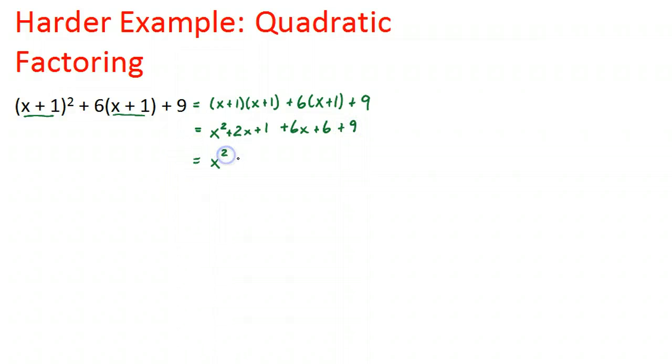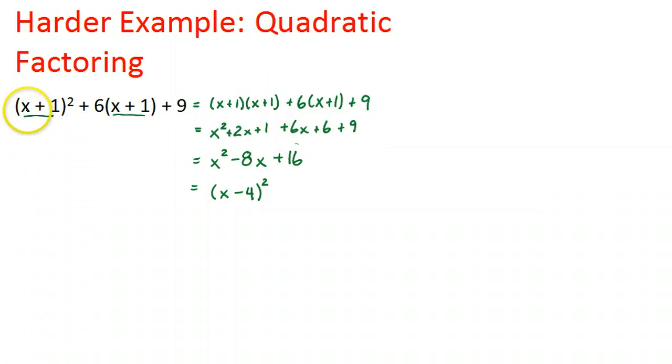which is going to give me x squared plus 8x, and 1 plus 6 plus 9 is plus 16. So I need two numbers that multiply to give me 16, but add to give me 8. And I see that this is actually a case where it's a perfect square, so I have (x + 4) squared, because notice 16 is 4 times 4. Okay, so that's one way to do it.